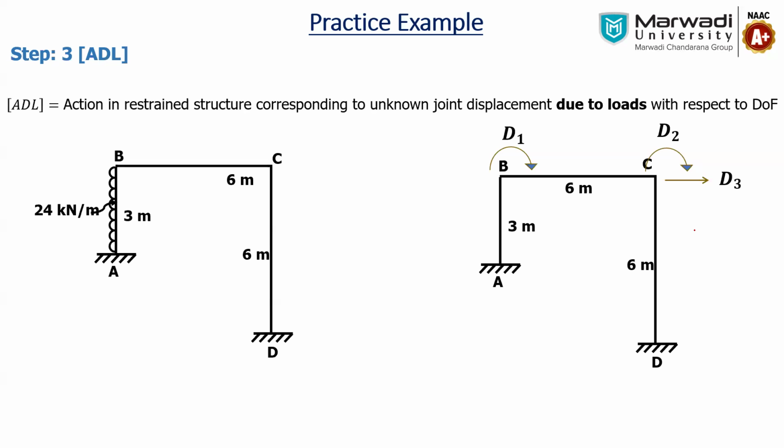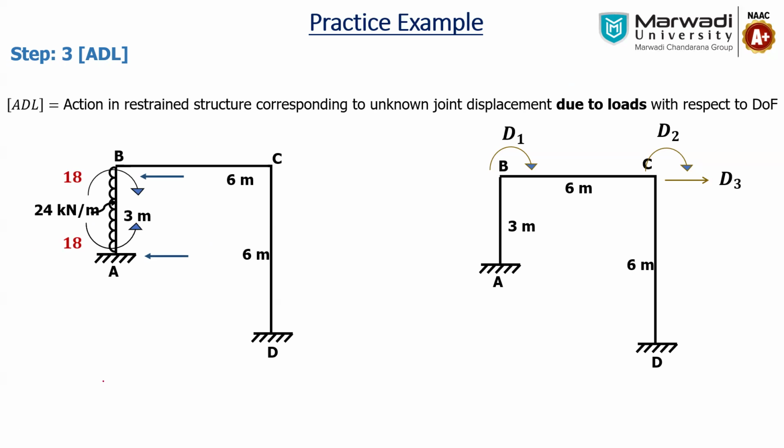action in a restraint structure, ADL, due to the load. As the load is acting only in the span AB, you may consider the fixed end moment of AB, that is 18 and 18 anti-clockwise, and along with that we have to find out the reaction. Why do we have to find out the reaction? Because we have a horizontal displacement, so with respect to that we have to consider the horizontal forces also. So what is ADL?